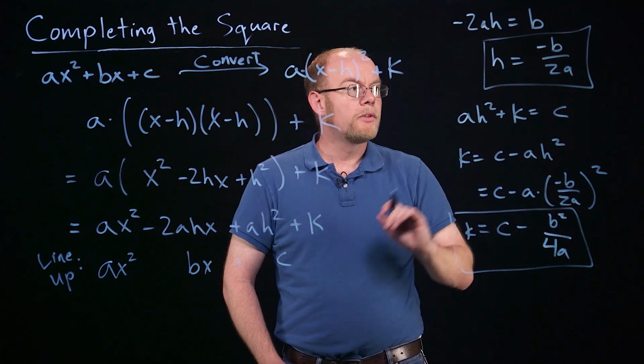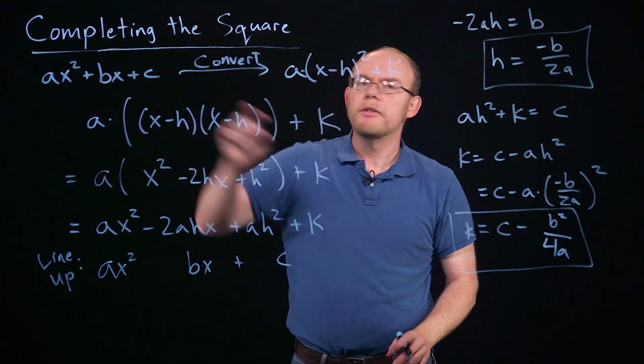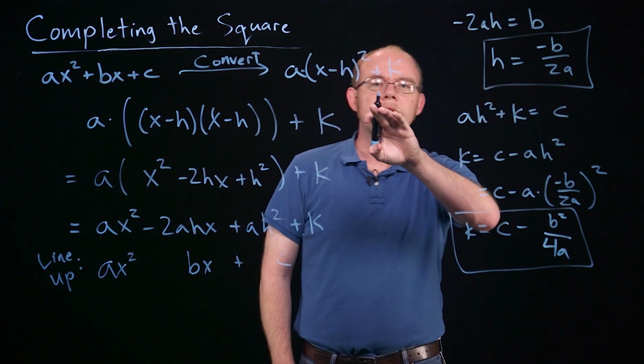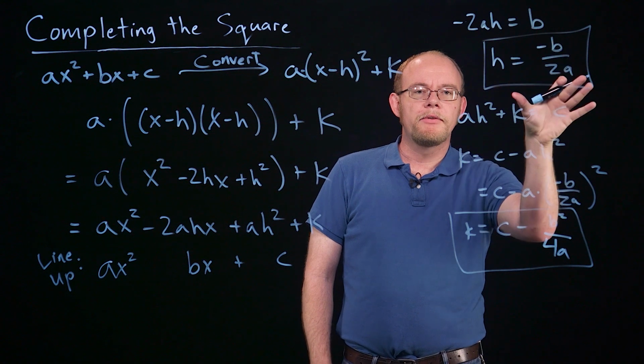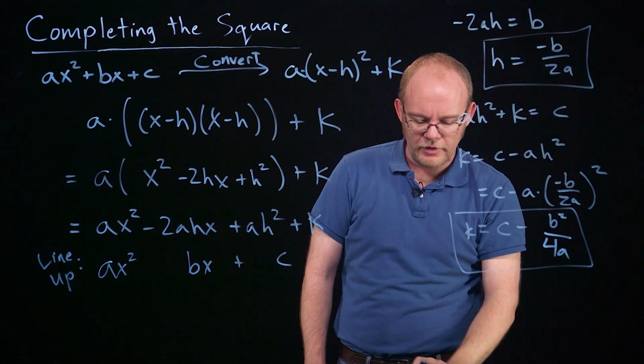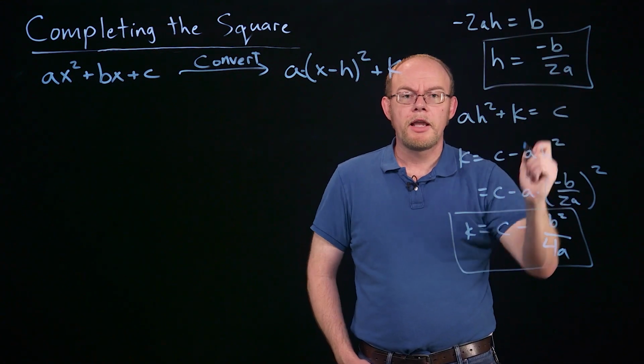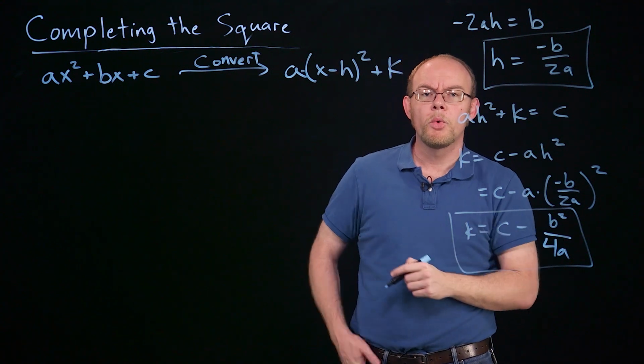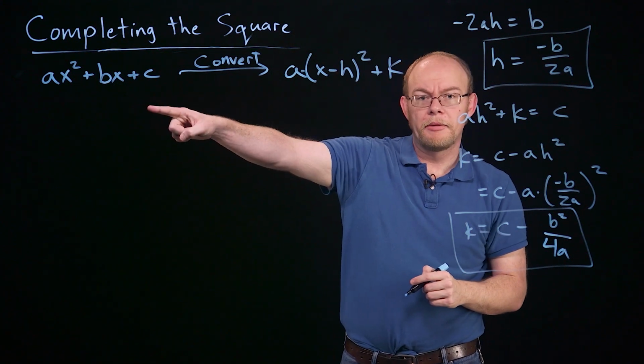All right, so those are the two bits of information. So if I were to convert this into this form right here, I would need to go ahead and find this h, find this k, and do it like this. All right, so we solved for the h, we solved for the k, and we did that by working backwards from here and getting back to here.